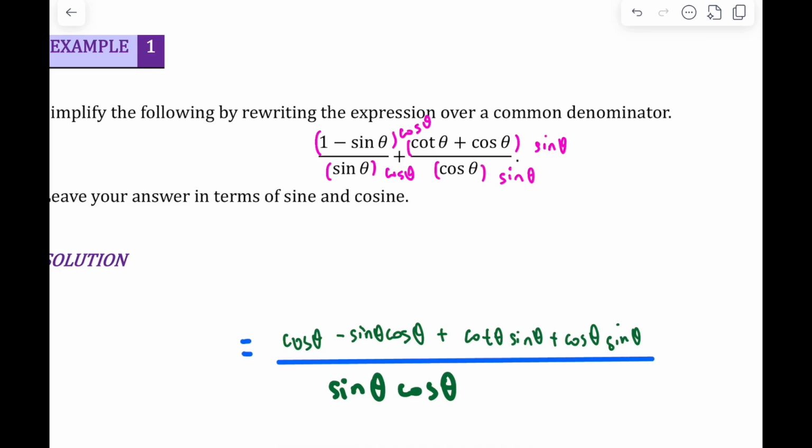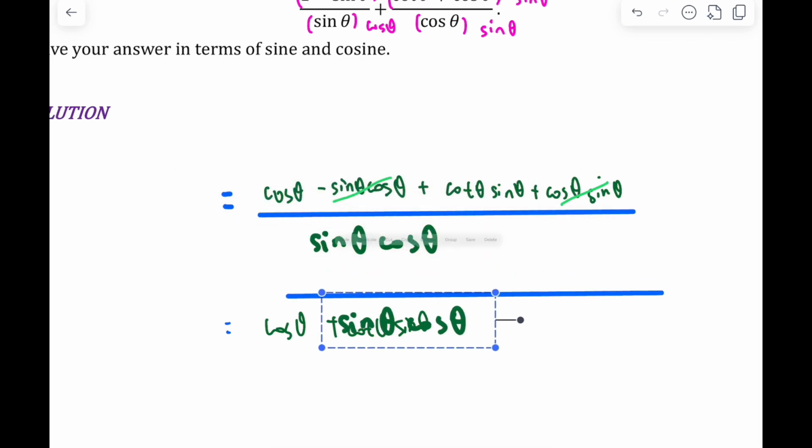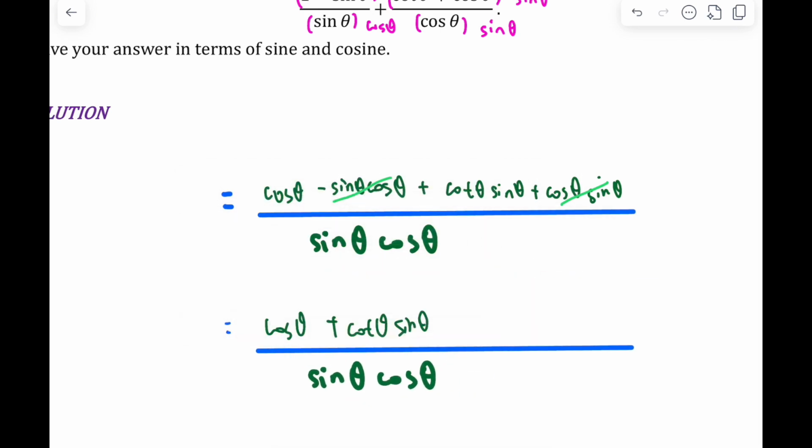So now, let us further simplify this. You can see that you have a common term here, minus sine cos and also plus sine cos. So, you can just cancel out. So now we will have cos theta plus cot theta sine theta. And down here, the denominator is still the same over sine theta cos theta.